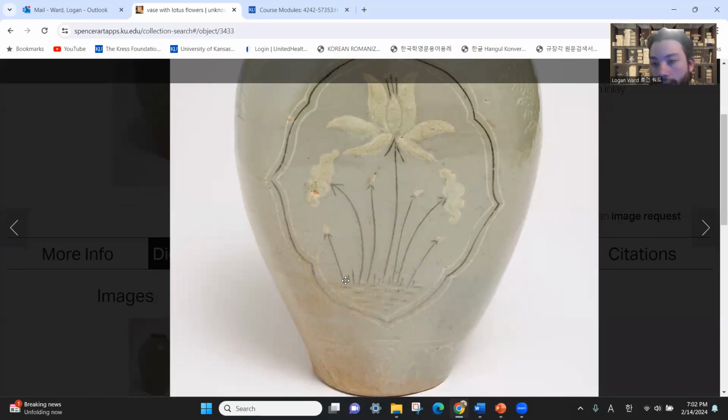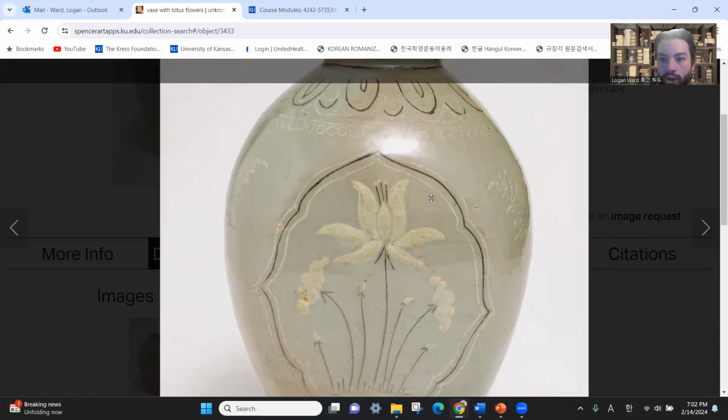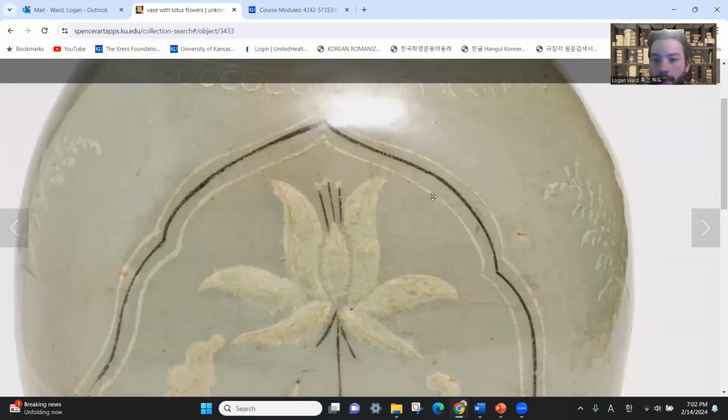You can talk about that in your description. But that doesn't change the fact that it is a Celadon glaze. So remember that. Yeah, Kyle, I think it looks gray too. I said grayish green, gray green. Good. And then, okay, so the texture.